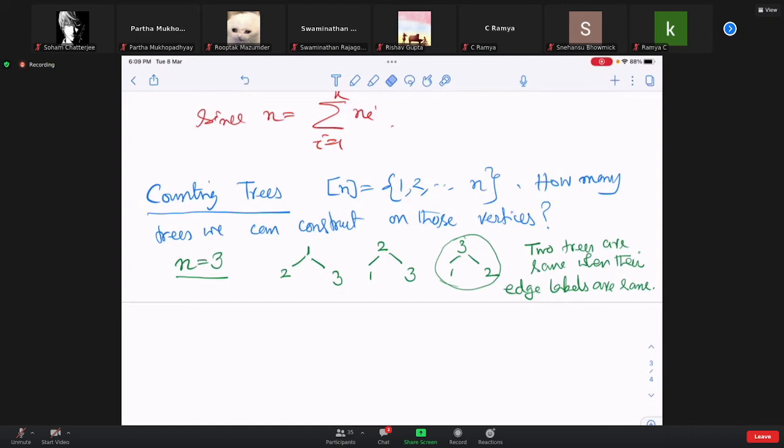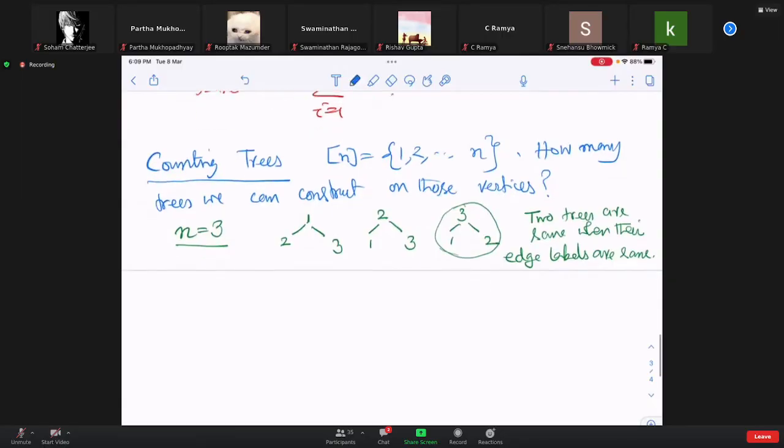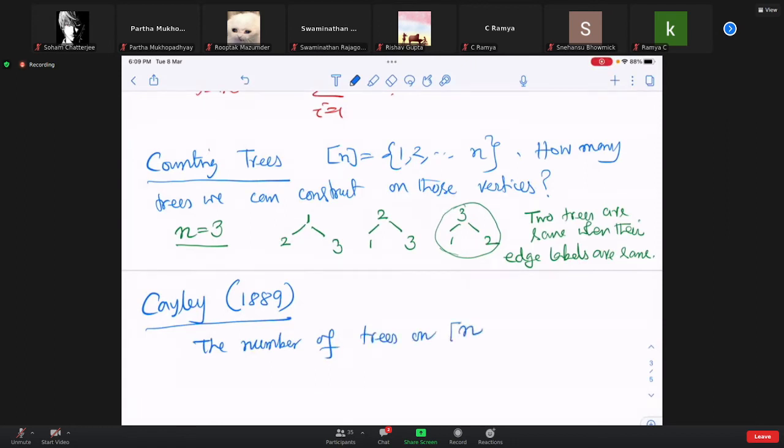So the theorem I'm going to tell you about is a remarkable theorem proved by Cayley, who was a group theorist, and the theorem was proved in 1889. So Cayley proved the following remarkable result: the number of trees on n vertices is n to the power n minus 2.